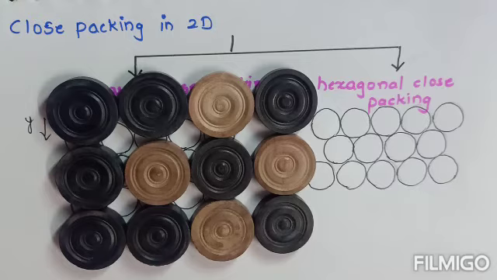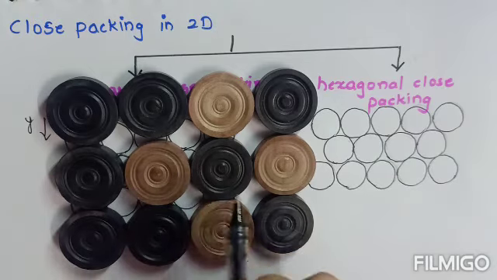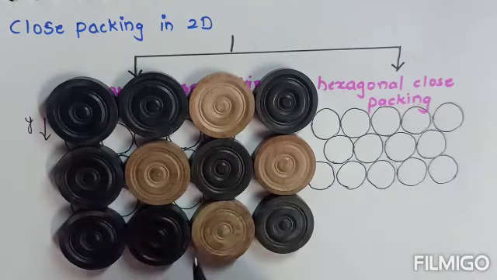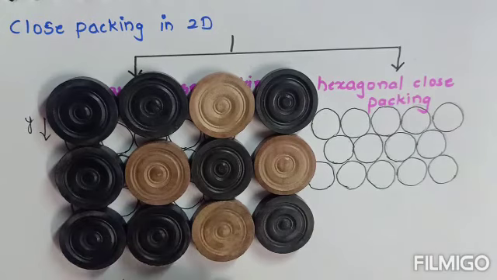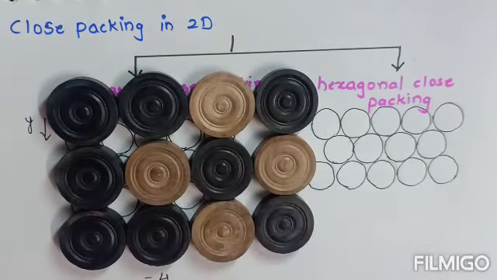Now if we look at this packing, one constituent particle is in contact with 4 nearest neighboring particles, and therefore the coordination number for this type of arrangement is 4. If I join the centers of these particles, it gives a square, and therefore this type of packing is called square close packing.